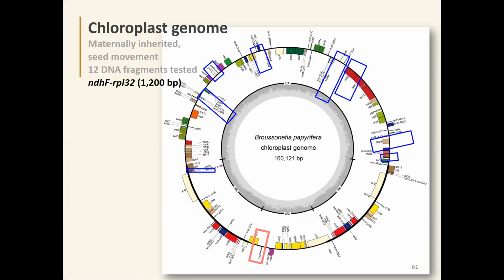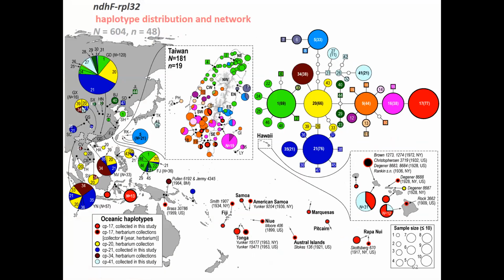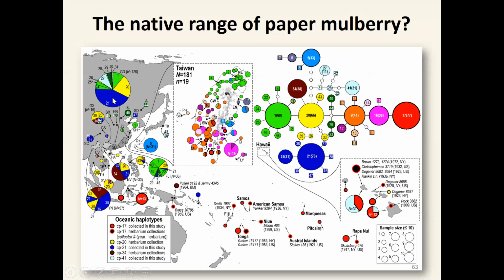Okay, so in our first study, we surveyed the Kuo-Fang region, and we used a small chunk of DNA called NDHF2032. It's a small chunk of DNA, but it shows very, very high genetic diversity. This allows us to know the genetic variation of the paper mulberry across the Pacific. In this study, we sampled about 600 different paper mulberry trees across the Pacific, and the haplotypes they carry can be classified into 48 different haplotypes.